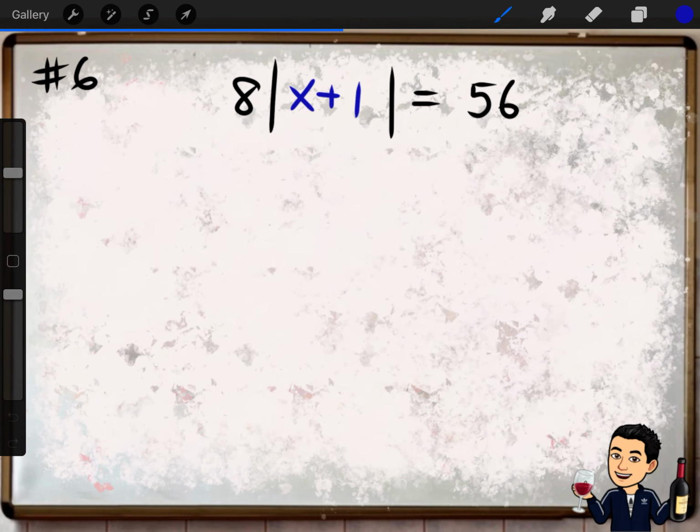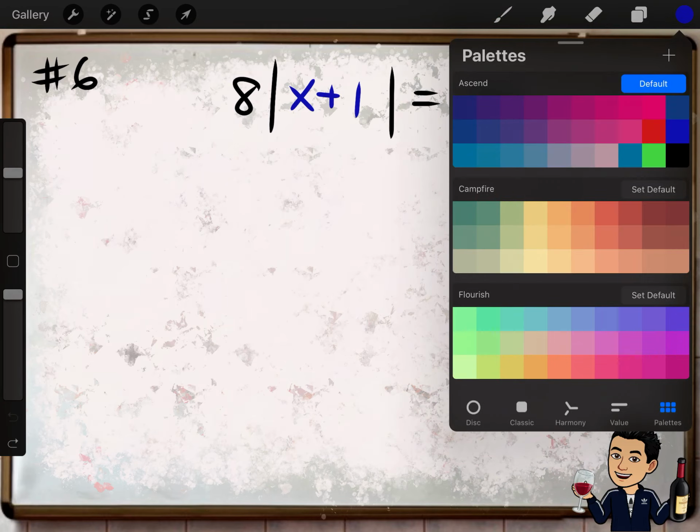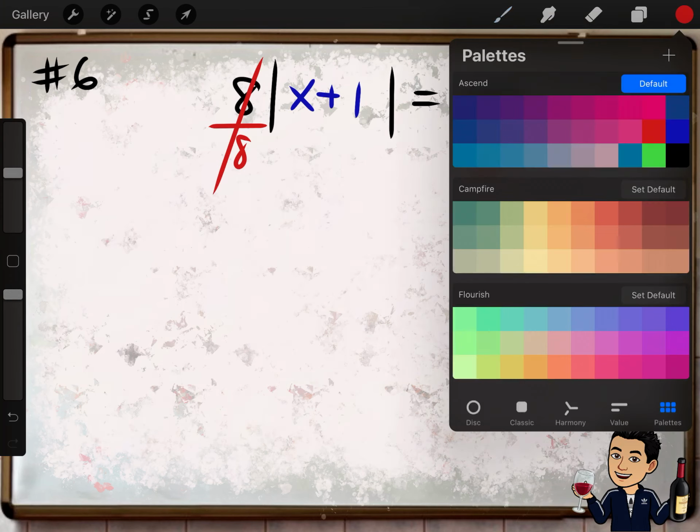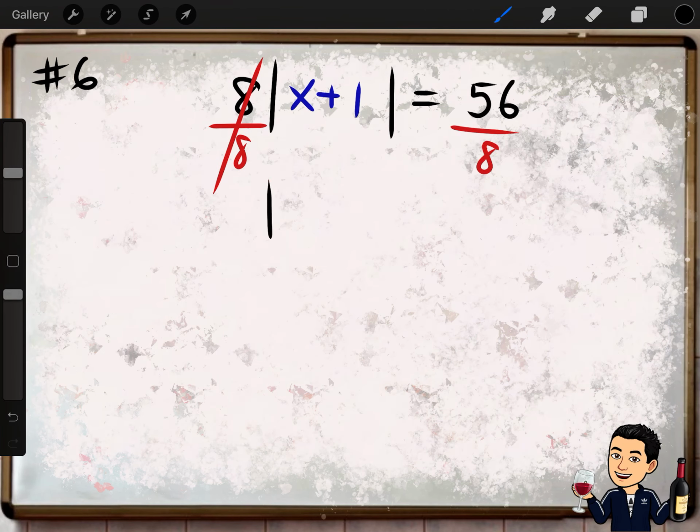Okay, so number 6. The first thing you want to do is understand that we need to isolate this absolute value expression. So this is going to be 8 multiplied by the absolute value expression. In order to get rid of the 8, you want to divide by 8. So now I have the absolute value of x plus 1, which equals positive 7.